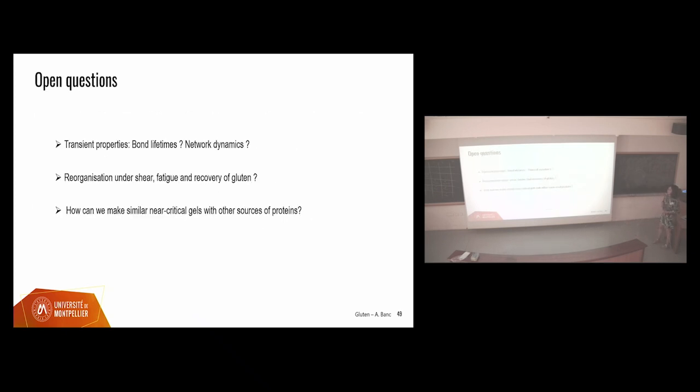The open questions relative to the topic are associated to the transient properties. What are the bond lifetimes, the network dynamics? How does this network reorganize under shear, fatigue? How does it recover the initial properties? And the final question, from this fundamental knowledge, how can we use it if we want to make gluten-free gels made with other sources of proteins?